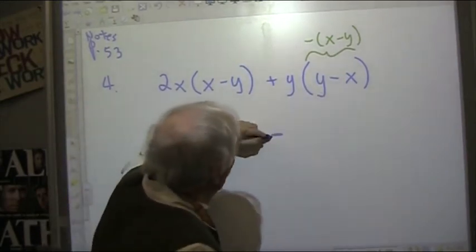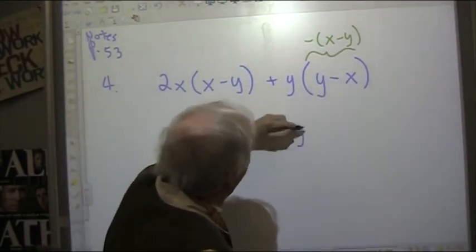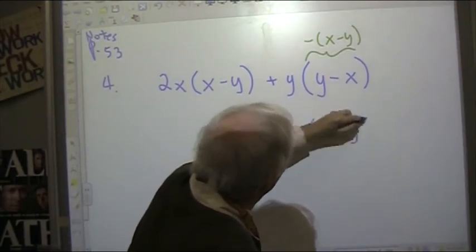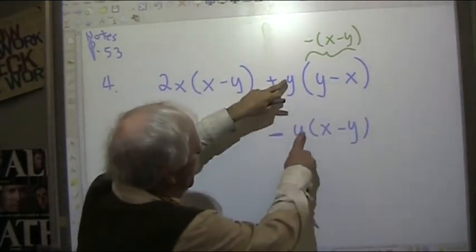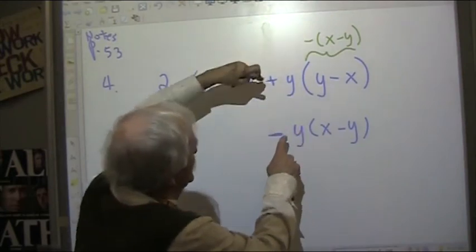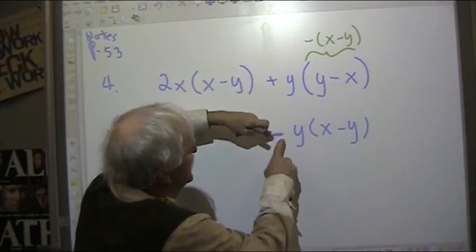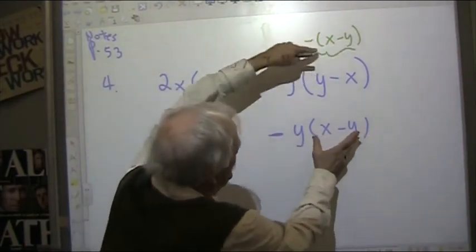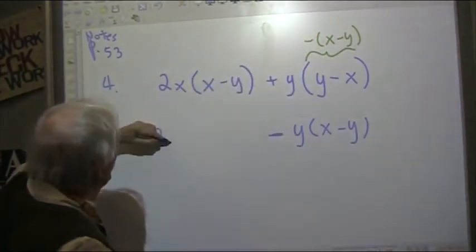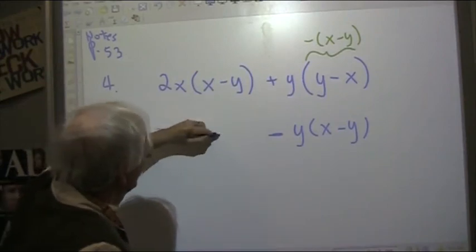So it becomes minus y times x minus y. So the y stays the same, all right? That sign changes, a minus of a plus changes into a minus, okay? And then we have the x minus y the same. All right, so we have 2x, x minus y.